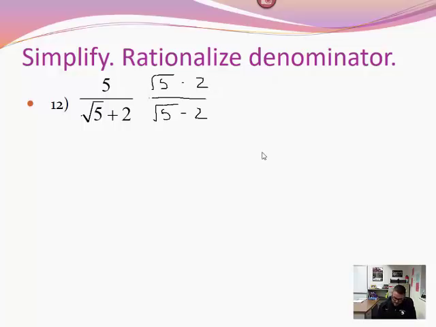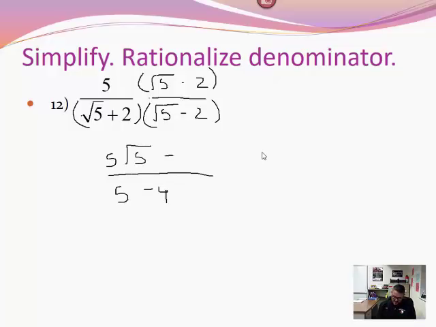So in my denominator, I'll do that first. I have the square root of 5 plus 2 times the square root of 5 minus 2, just FOIL. Square root of 5 times square root of 5 is 5. Your outer and inner will cancel, and 2 times negative 2 is negative 4. We'll simplify that to 1 here in a second. In our numerator, I have 5 times square root of 5 minus 5 times 2 is 10. So then I can take that through one more step and go 5 minus 4 is 1.